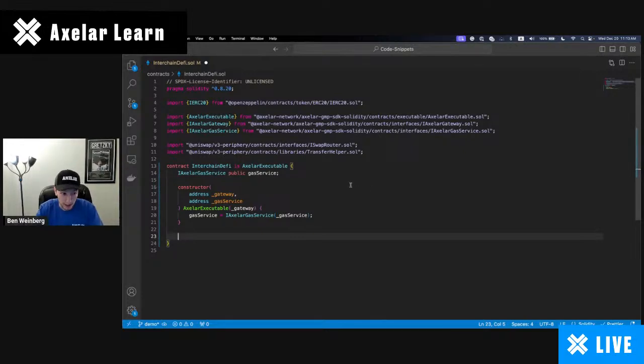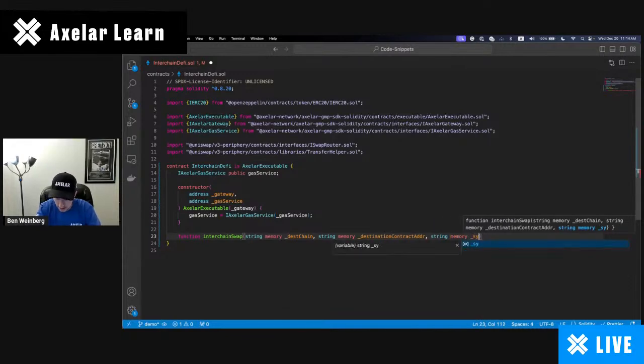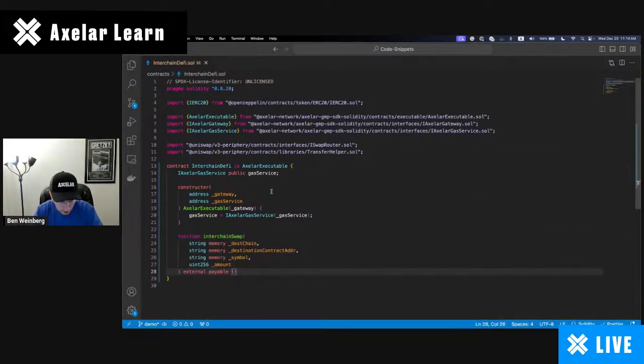Let's actually start to write out some of the functionality to conduct this interchain swap. So let's call this function interchainSwap. It's going to take in several parameters, which I'll explain shortly. It's going to take in our destination chain, our destination contract address, the symbol of the token we're passing, and the amount of the token we're passing. It'll be an external function which also accepts ETH or native tokens.